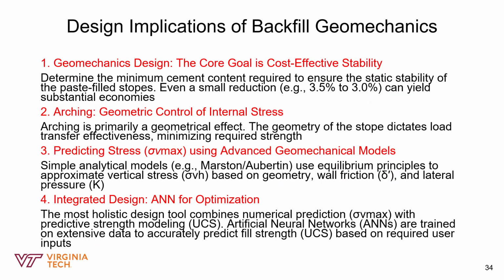This brings us to the design implications of backfill geomechanics. And the first one is cost-effective stability. So this is the bottom line. Cement is the single most expensive operating cost in backfill. And so if we are able to accurately characterize the material, we can optimize the mix parameters. Because reducing the cement content from just 3.5 to 3 might sound small, but over a year, that small reduction can save the mine millions of dollars while still maintaining stability.